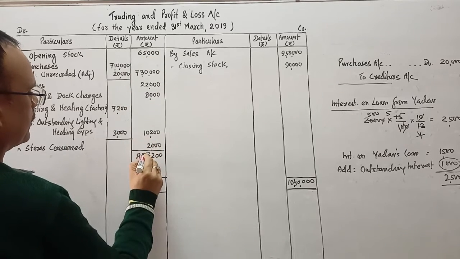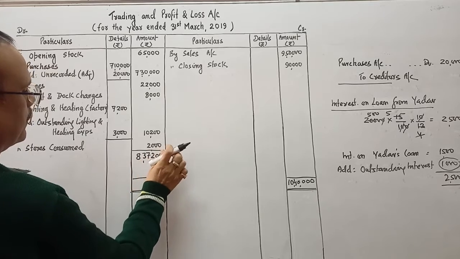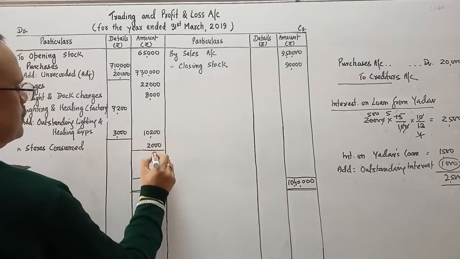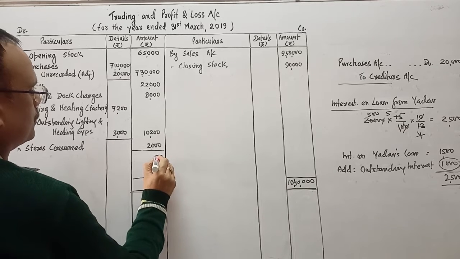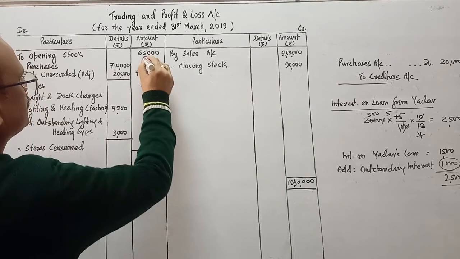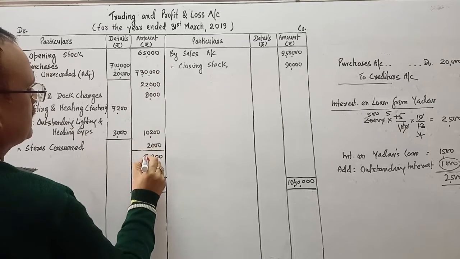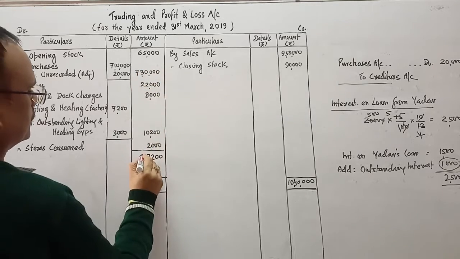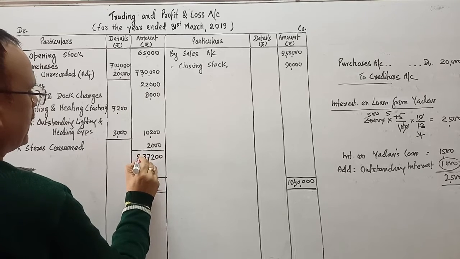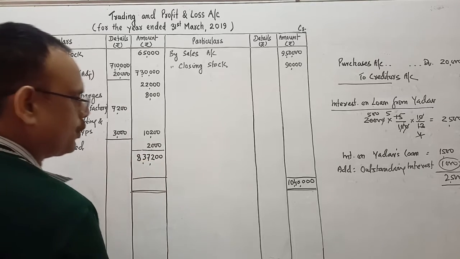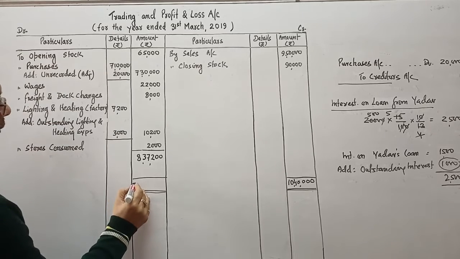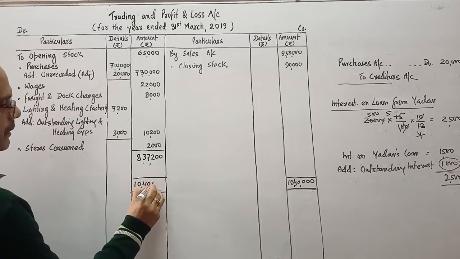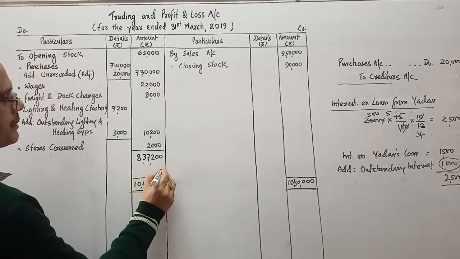8 lakh... 8,37,200 is the total of the debit side. Credit side total is 10,40,000. Now we'll see the difference.